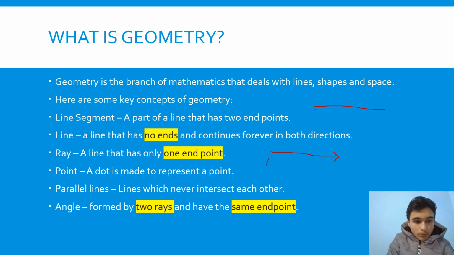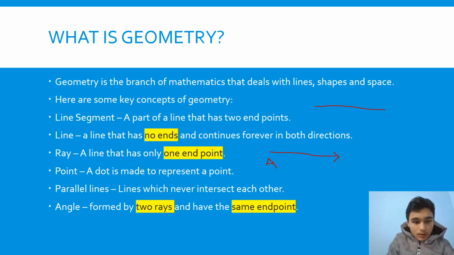Okay. Now point. A dot is made to represent a point. This is point. Suppose this is A, so A is a point.